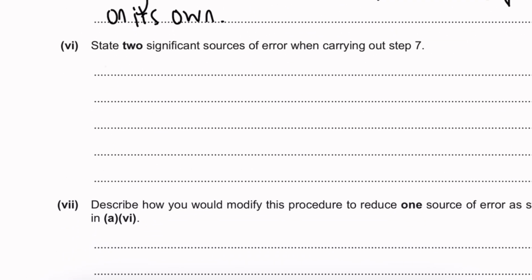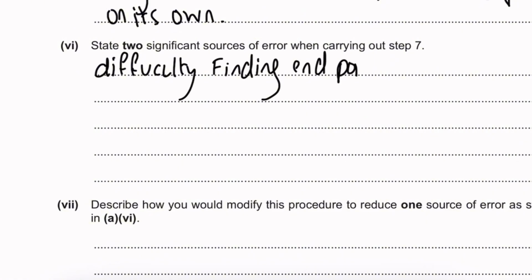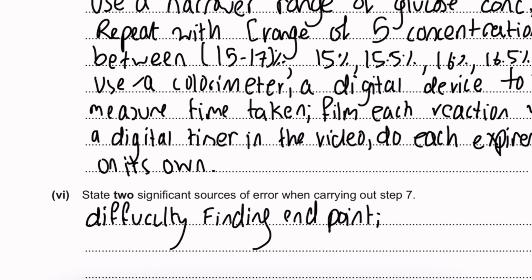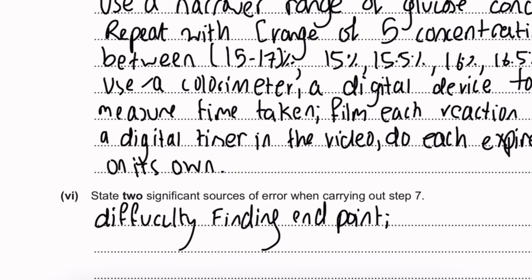Okay, difficulty finding the endpoint. And so here, yes, there will be a difficulty finding the endpoint. It will be hard to measure the time. That's why we used here a digital device to measure the time, and film each reaction with a digital timer in the video. Do each experiment on its own.